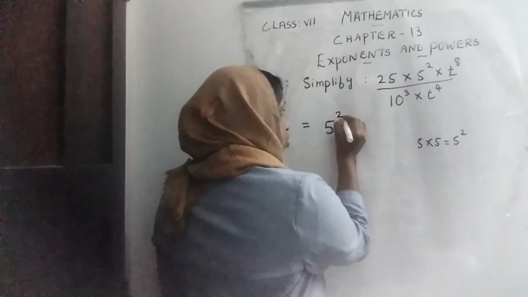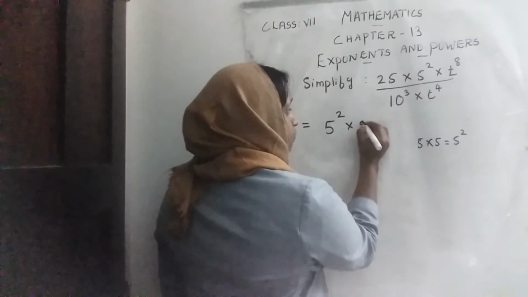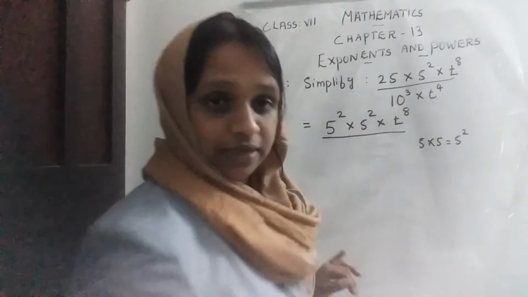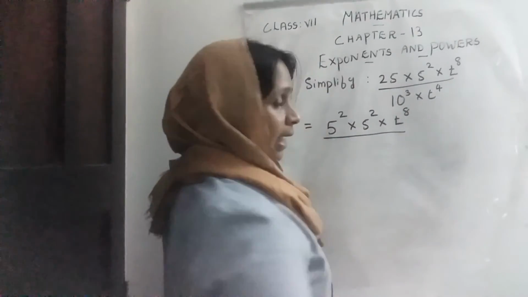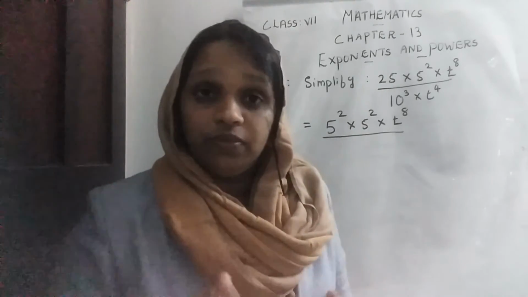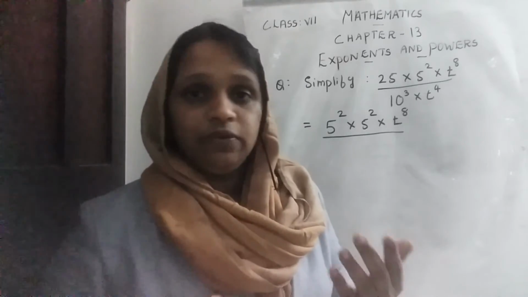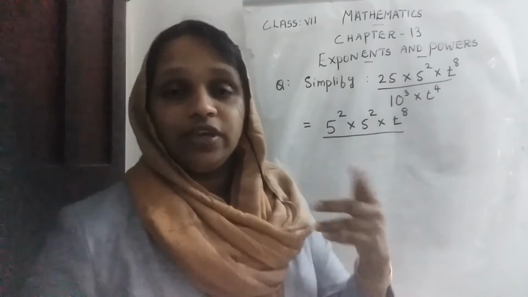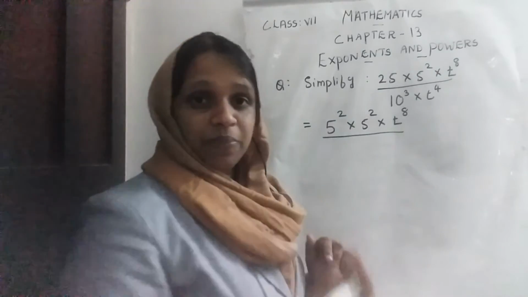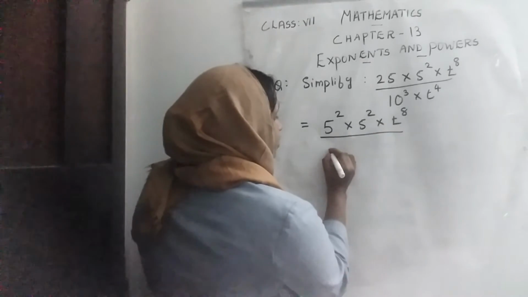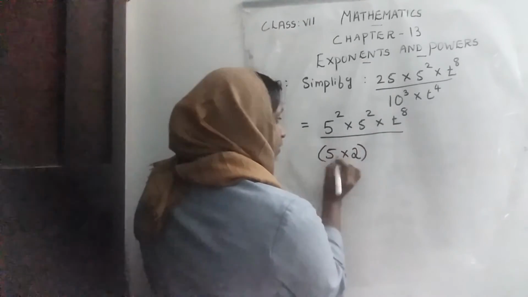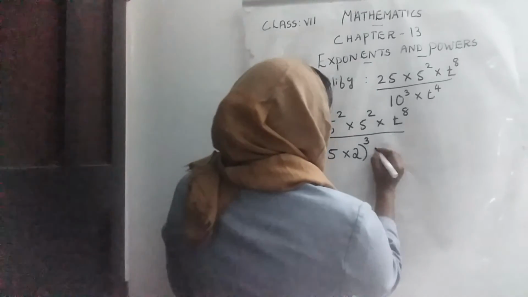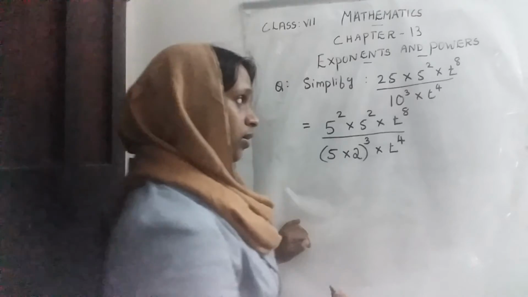So that means 5 raised to 2 into 5 raised to 2 into t raised to 8 is in the numerator. Next, in the denominator, see this 10. To use the laws of exponents, either we make the base the same or the exponent the same. Here we can change 10: we can write 10 as 5 into 2, raised to 3, into t raised to 4.